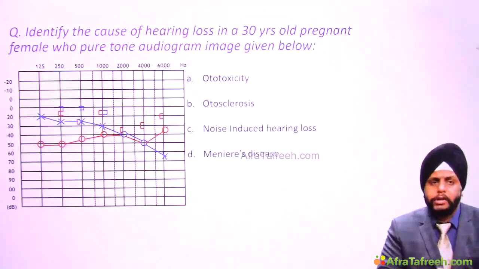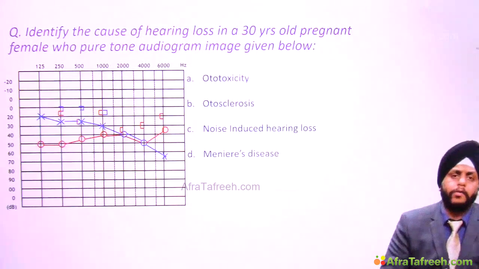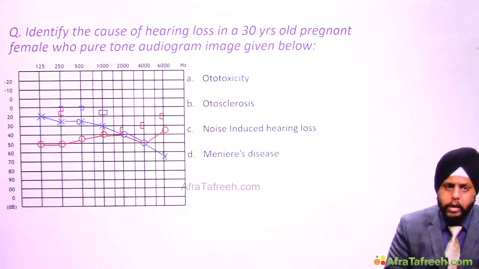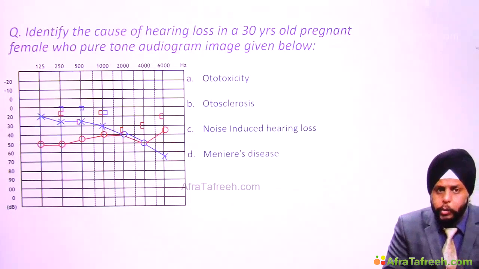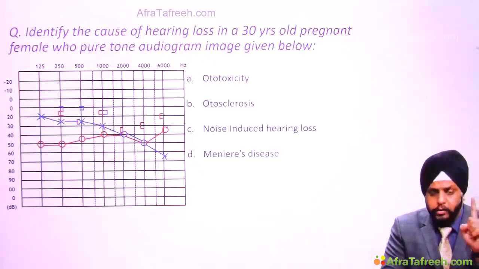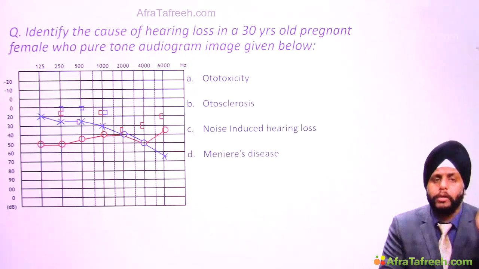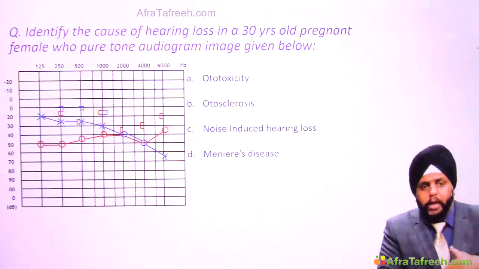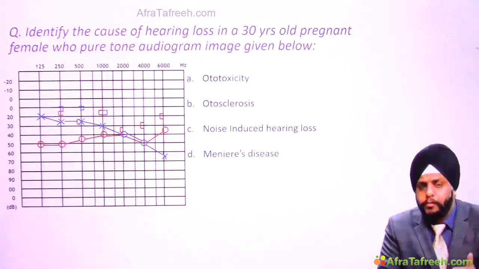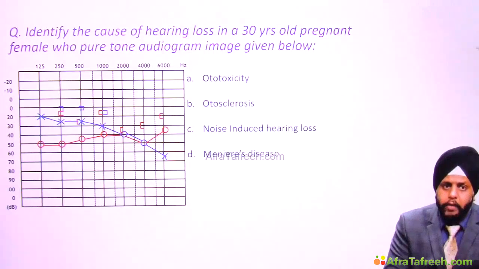A very interesting question that was asked in the AIIMS exam a few years back. Identify the cause of hearing loss. Now they have specifically asked the cause of hearing loss. When I was teaching you pure tone audiometry, I taught you that pure tone audiometry is done for two things. Which two things? Number one, the amount of hearing loss. Number two, the type of hearing loss. Very rarely it tells us the cause of hearing loss. Rarely, I said.